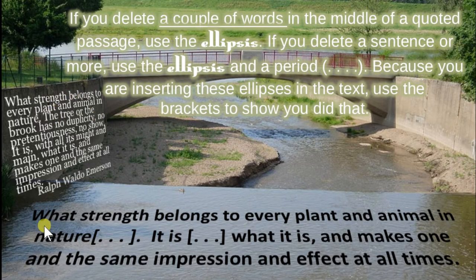I might just decide I want to have "What strength belongs to every plant and animal in nature." Okay, cool. But I want to leave out "The tree or the brook has no duplicity, no pretentiousness, no show." Well, that's a whole sentence. So there I'm going to put the brackets, and then I'll put my ellipsis, dot, dot, dot, and then close my brackets, and then put in my period. And that shows that I left the whole thing out because I've got that period there. And then I want to say "it is what it is and makes one and the same impression and effect at all times." And Emerson said "it is with all its might and main what it is."